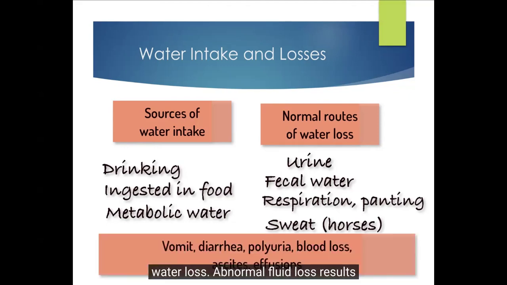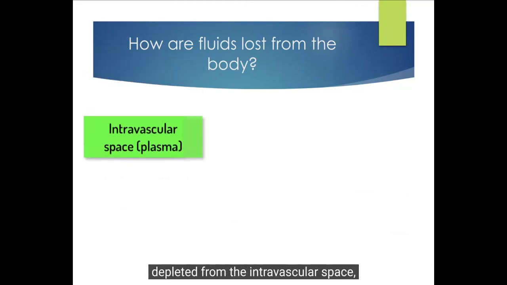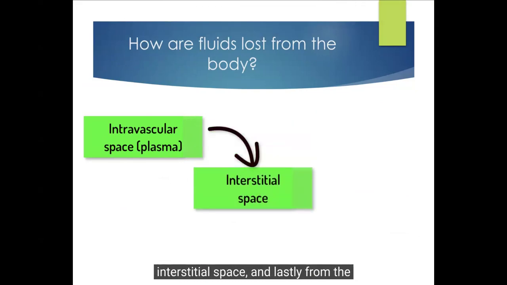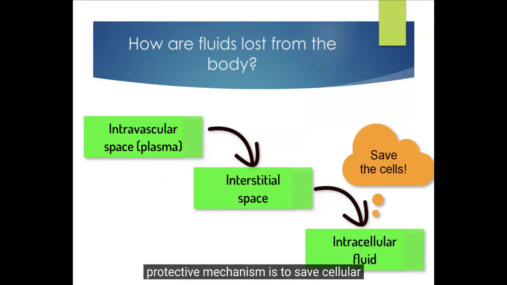Abnormal fluid loss results from vomiting, diarrhea, polyuria, hemorrhage, or fluid loss in body compartments, such as with ascites or effusions. When fluids are lost by any means from the body, this occurs in a specific order. Fluids are initially depleted from the intravascular space, and then secondarily from the interstitial space, and lastly from the intracellular space. The body's protective mechanism is to save cellular water until depletion rates are too great for compensation.